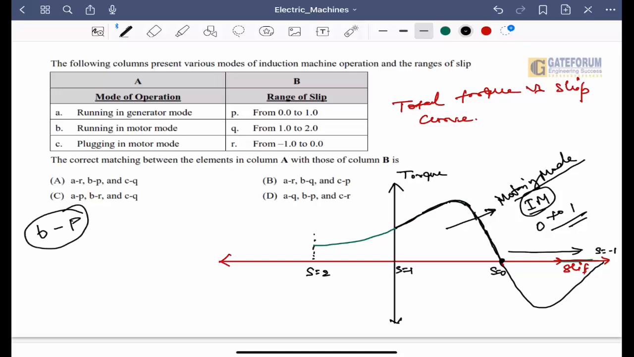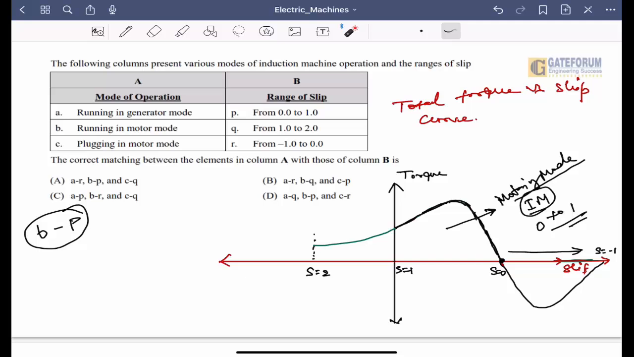See, we will use the option elimination method. B equal to P, so option A has a chance. In option B, B is matching with Q, so B will not be a correct option. In C, B is matched with R, so C will not be a choice. And in option D, B is matched with P. So there is a chance between A and D.